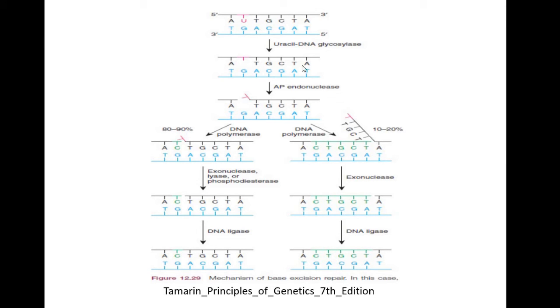In this diagram, it is a uracil which is incorporated in the DNA sequence. In the normal DNA, uracil is not present. The guanine is paired with the cytosine. When the uracil DNA glycosylase enzyme is working on that site, it removes the uracil. Then the AP endonuclease cleaves that site. Then the DNA polymerase adds the nucleotide at the AP site, and then the DNA ligase fills the gaps between the sequence.